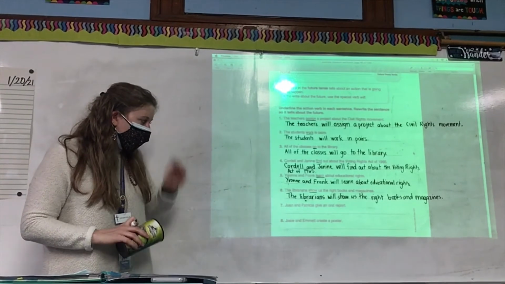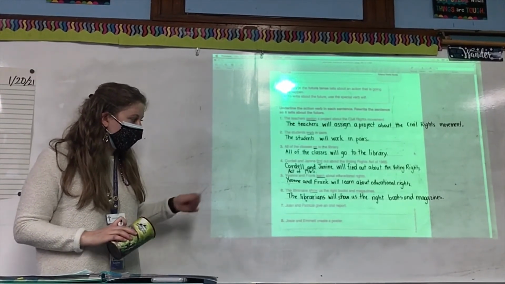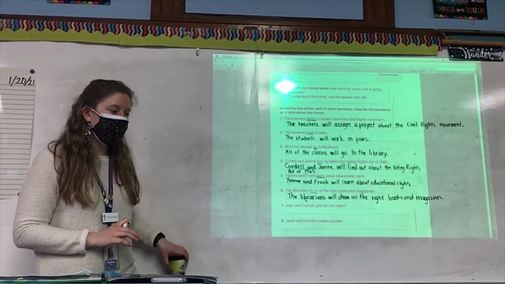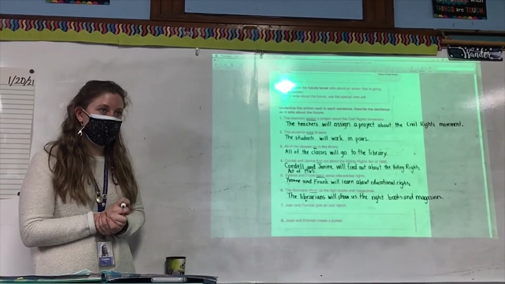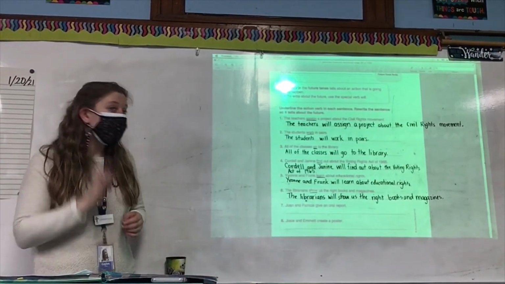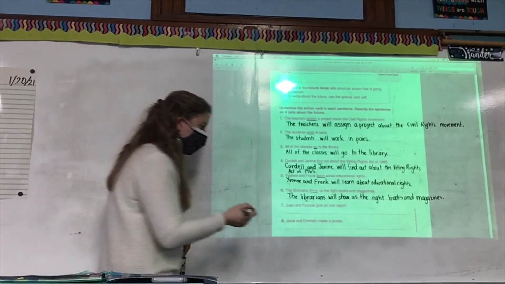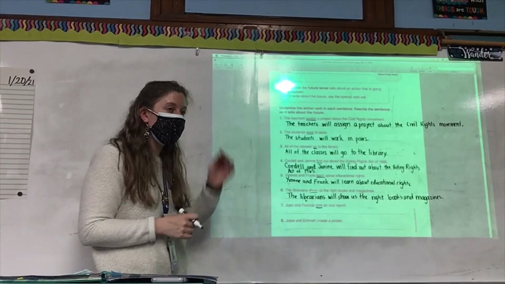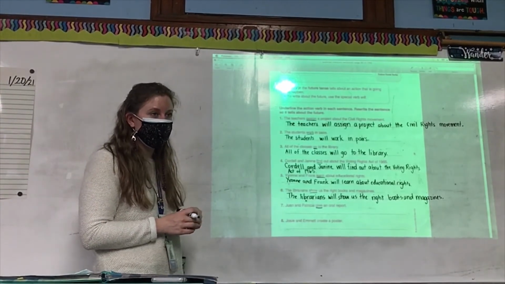Number 7, Juan and Patricia give an oral report. Mason, have you done one yet? What is the verb in that sentence? Give. Now it's in present tense, but we want to make it future tense. So what do we need to do?